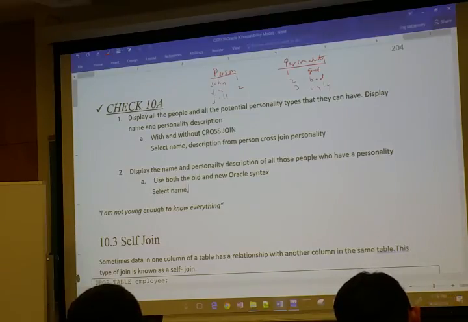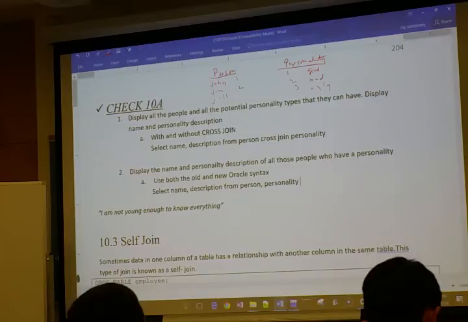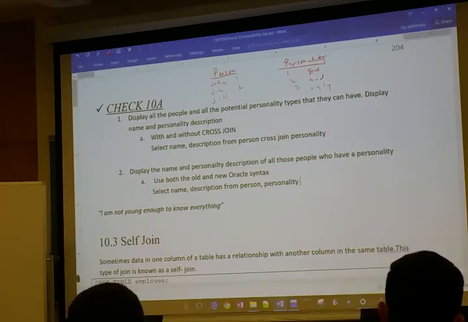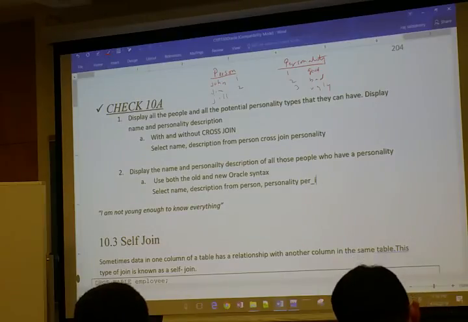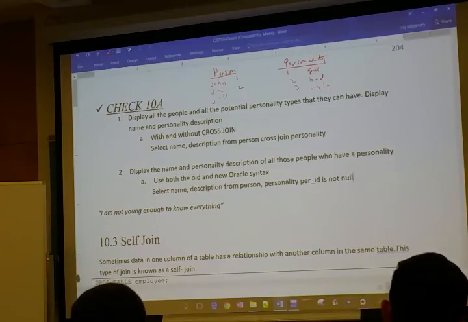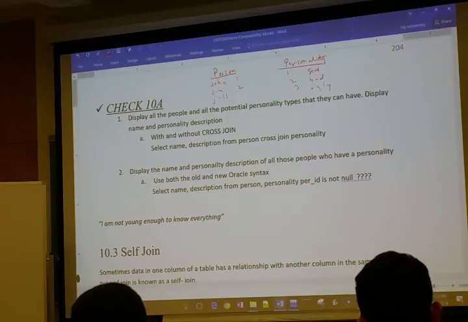Select name, description from person where that person's personality ID is not null. Okay, do you like that? So he's saying that we go ahead and just say where the personality ID is not null. Is that what you have in mind? Do you think that's going to give us what we're looking for? Keep in mind, what we're looking for is to display John is good and Jim is bad. So that's one suggestion. What other suggestions do you have for us?